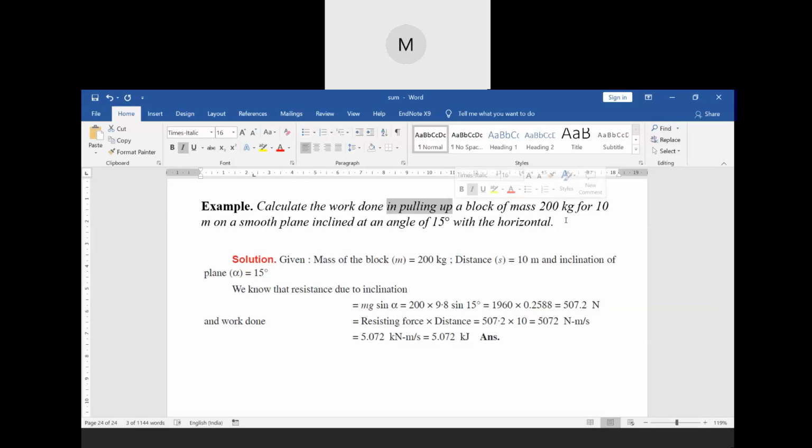ठीक है अभी। अभी ठीक है ना। हेलो। Yes, हेलो sir. अभी ठीक है ना. Yes, sir.